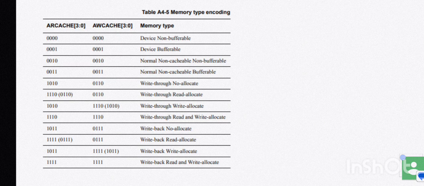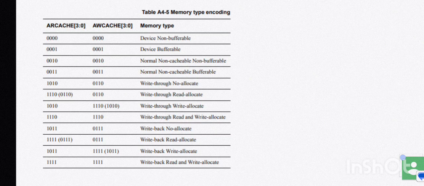For 1110, write-through write allocate: same as write-through no allocate. Write allocation is recommended. Read allocation is not recommended. For write-through read allocate: same as write-through no allocate. Read allocation is recommended. Write allocation is not recommended. Write-through read and write allocate: same as write-through no allocate. Read allocations are recommended. Write allocations are recommended.